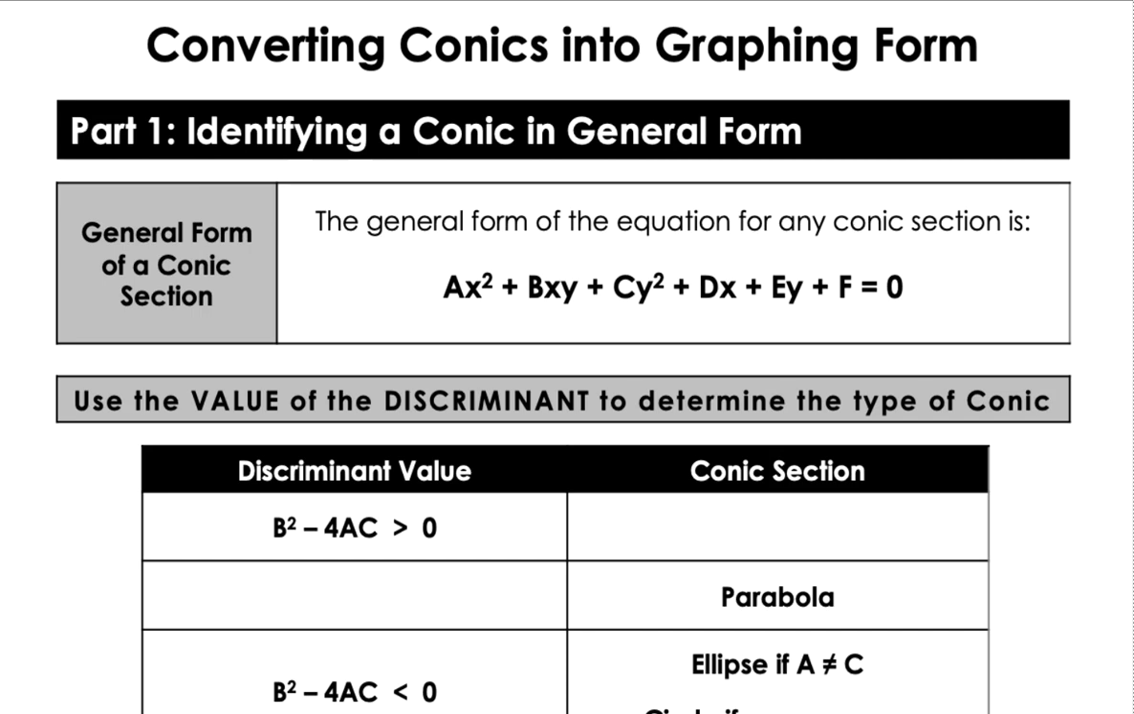So what we are looking at here is the general form of a conic section. For any conic section, any of the four we've talked about, the general form is this equation, ax squared plus bxy plus cy squared plus dx plus ey plus f equals 0. So this is just the generic form, or the general form.